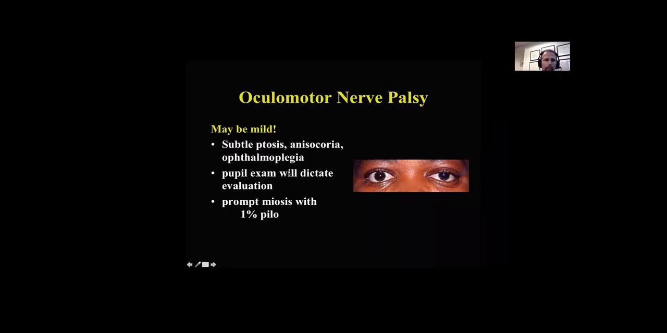So I say here the pupil exam will dictate your evaluation in part. That's because tumors and aneurysms tend to push on the third nerve and cause third nerve palsies, and you want to identify the cause. There's some debate about whether every patient with a third nerve palsy should be imaged, and the imaging typically would be MRI and MRA, or CT and CTA, but you want to look at the blood vessels, obviously, to rule out an aneurysm.